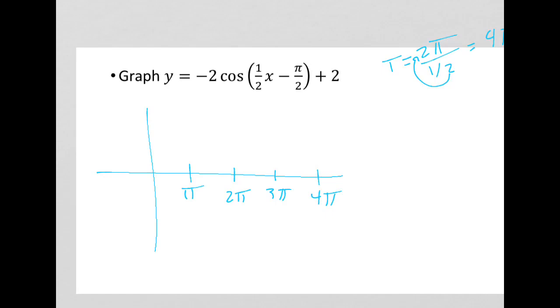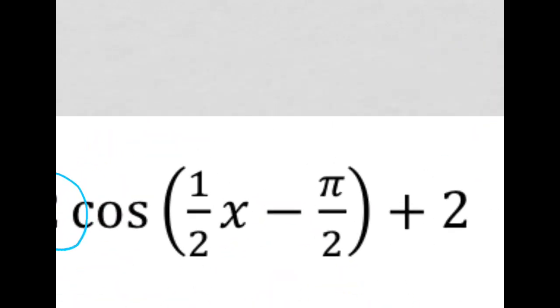Okay, what's the next thing? Well, there's really no particular order you have to go about doing this in. I see that plus 2. It's going to shift me up by 2. Okay. I see this right here is going to make my amplitude 2, which means I actually need to go an additional 2 above that. And there you have that. The negative is going to flip it down. Let's worry about that in a moment because we need to figure out what our phase shift is. So we need to factor this. So we get 1/2 times x minus pi.